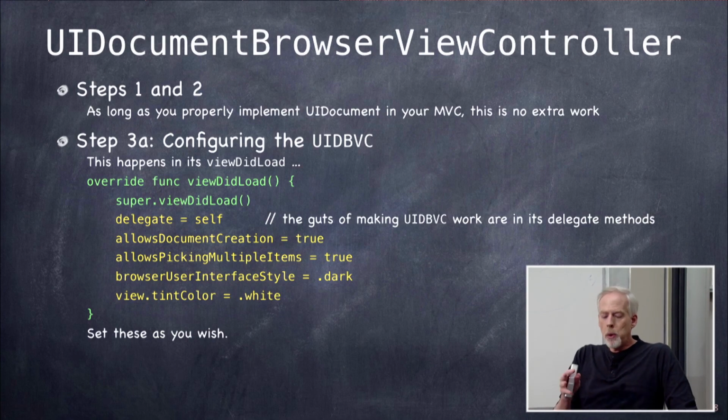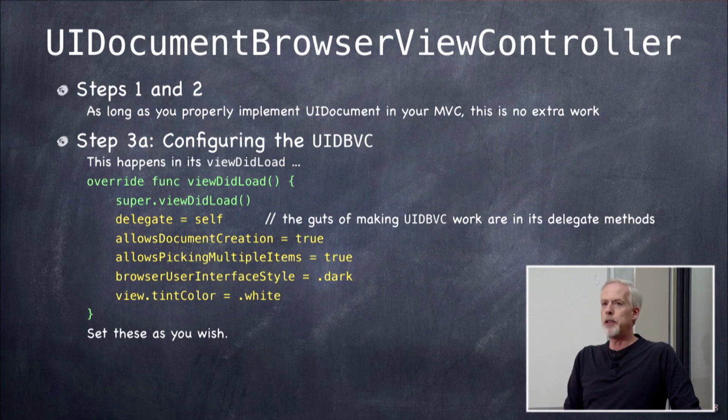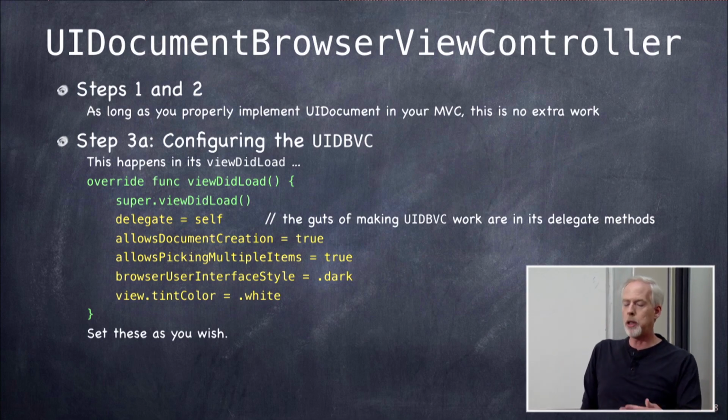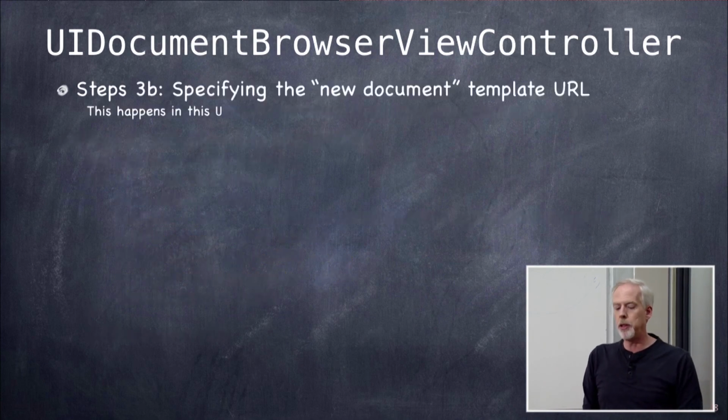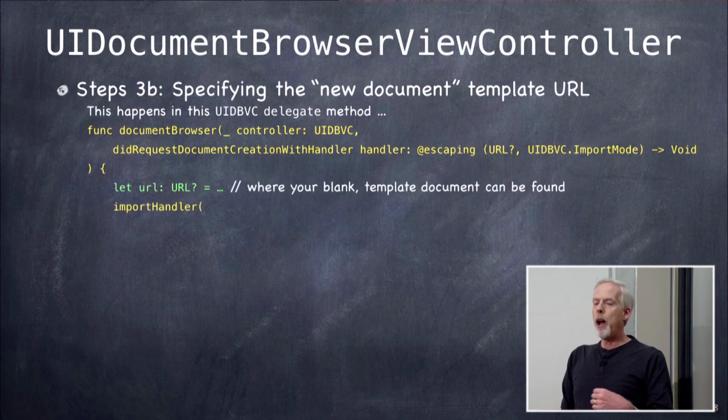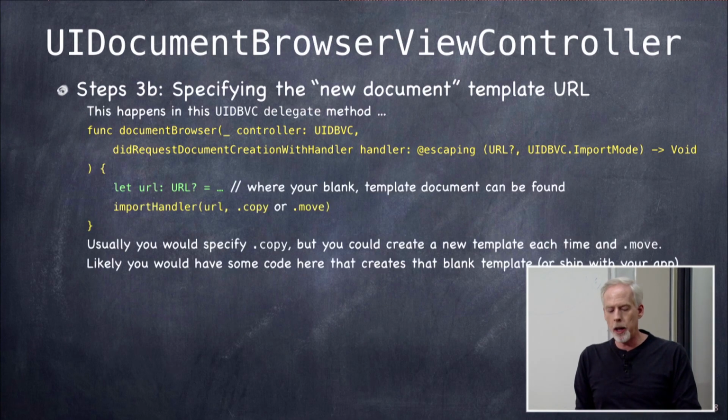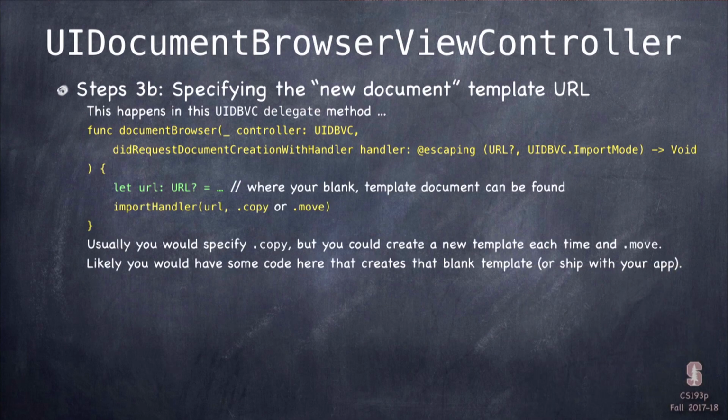Then you can also tweak the look of the UI a little bit, okay? Change the colors, the tint colors and things like that, to try and match your document controller when it comes up to have the same kind of look. So that's it. That's how you configure it in viewDidLoad. That's most of the settings that you can set. And then you have to provide this template URL. You do it in kind of a weird way. There's this method, documentBrowser didRequestDocumentCreationWithHandler. Okay, that's the method that's saying somebody wants to create a document of your type in your app.